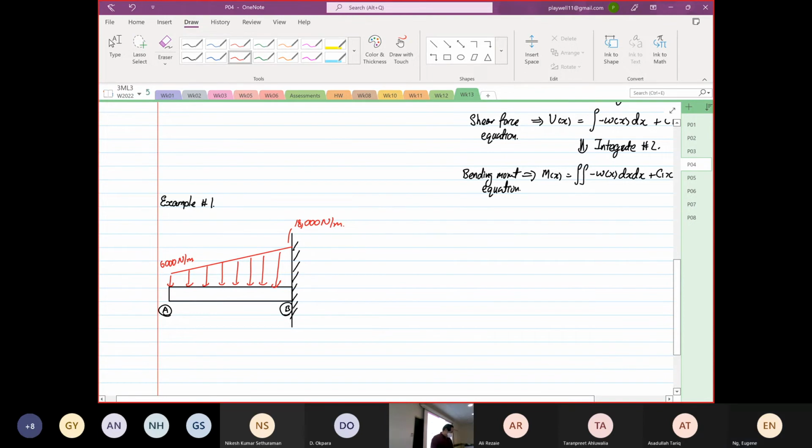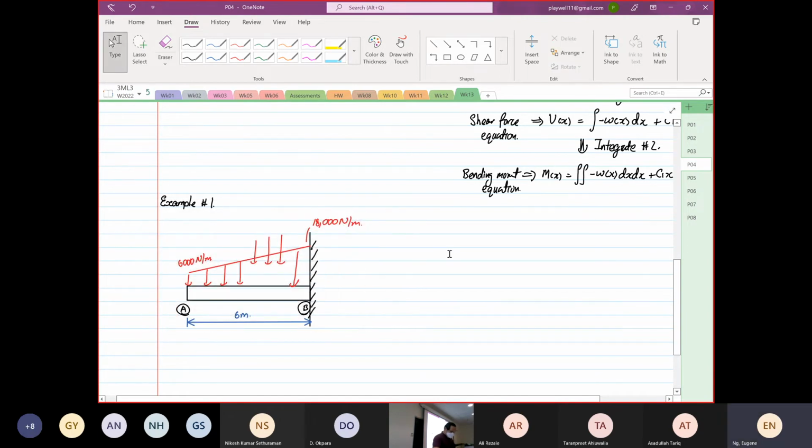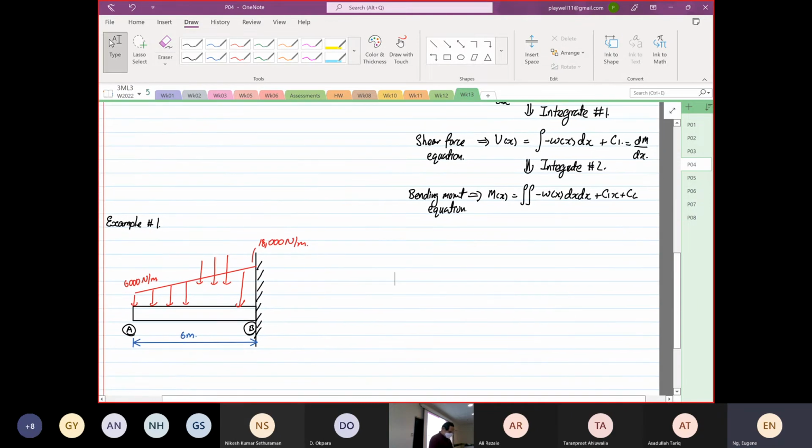It has a distance from here to here of 6 meters. So I want to introduce you, as I say, this is an example, I want to introduce you to boundary conditions. Why are boundary conditions important?